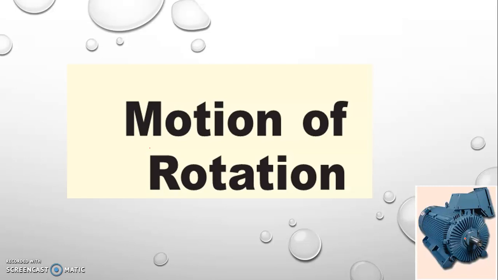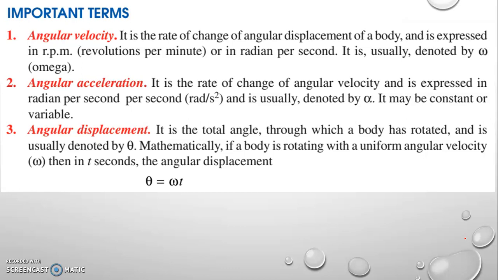We can compare the motion of rotation with the linear motion. We will be using some terms which are similar to linear motion, and we will go through that. First one is called the angular velocity. In linear motion, we deal with the initial velocity u and final velocity v. Instead of that, in rotational motion, we will be dealing with omega. So we will be dealing with the initial angular velocity and the final angular velocity, denoted as omega naught and omega.